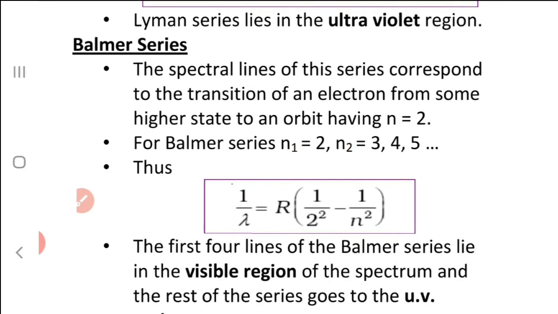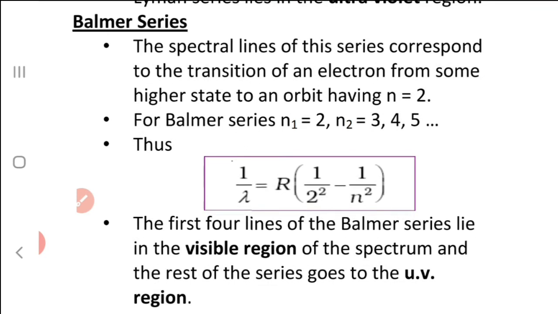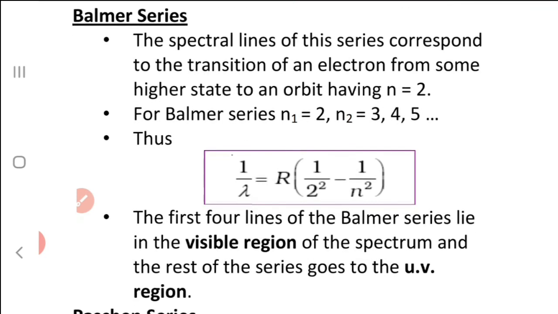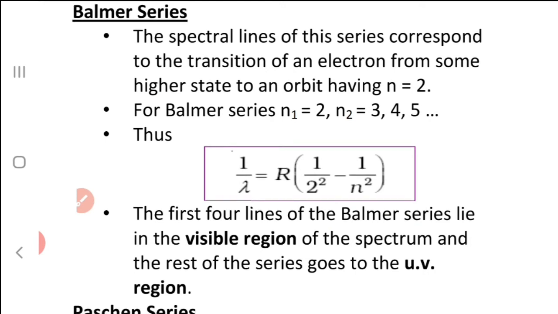And the peculiarity of this Balmer series is this: the first 4 lines of the Balmer series lie in the visible region, and the rest of the series goes to the ultraviolet region. So the presence of spectral lines in the Balmer series in the first 4, that means in the visible region, the first 4 lines in the Balmer series lie in the visible region. That fact is the importance of Balmer series.